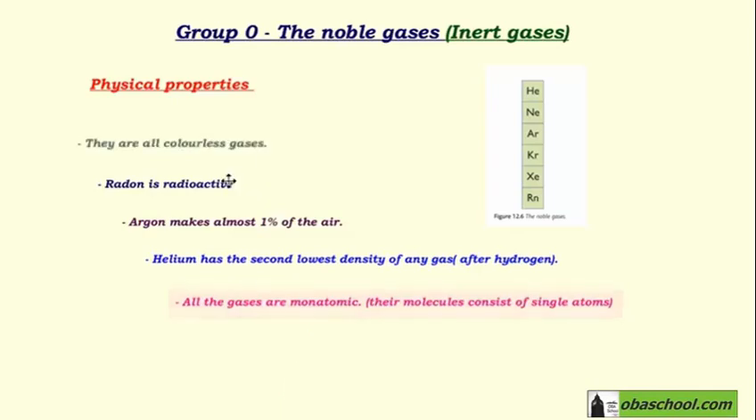So these are the physical properties for the noble gases, which is group 0. Also, there are other properties. We are going to discuss them later on.